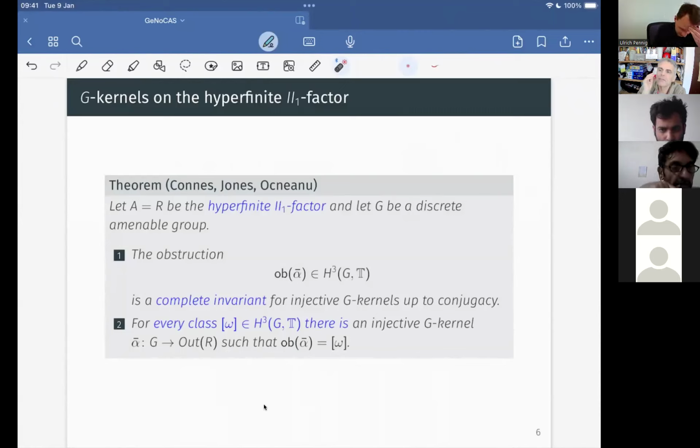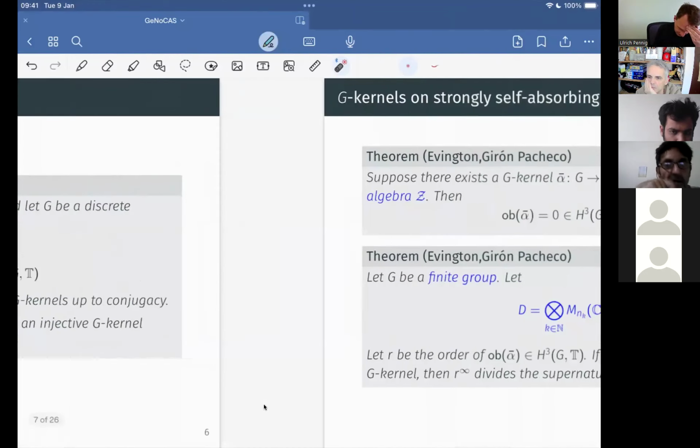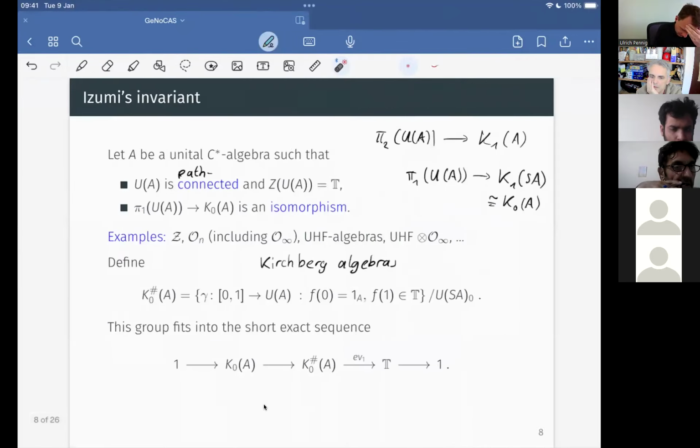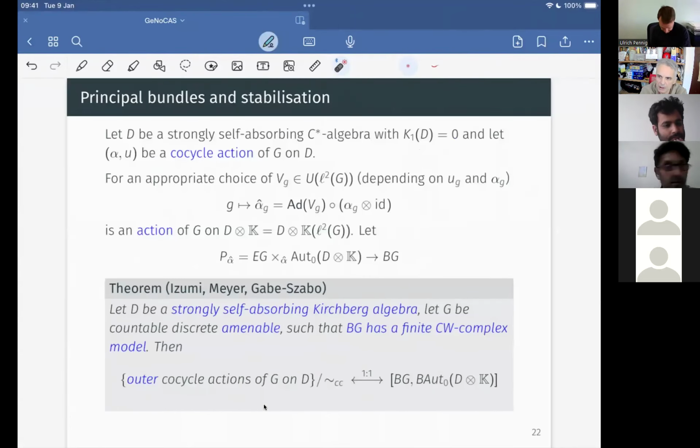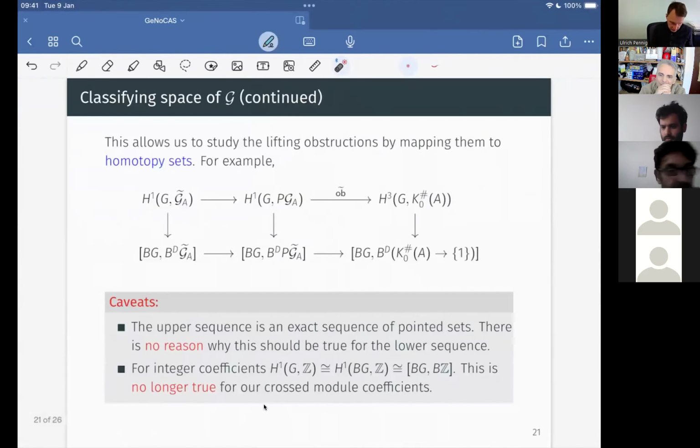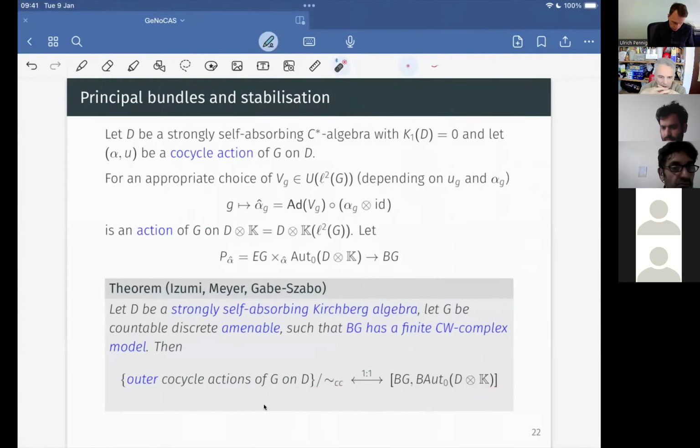Oh yeah, that's a good question. If you want me to go back to the end. The first slides show that you needed a finite invariant, and you somehow constructed one. But I would have expected you to say that maybe for some classes of algebras, no invariant classifies. Yeah, so the classification result that we have so far is really this one, right? Where you have the outer cocycle actions of G on a strongly self-absorbing Kirchberg algebra, this gives you this. And now we try to improve essentially on that.